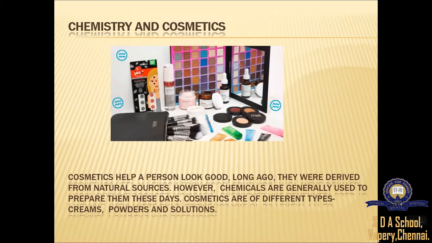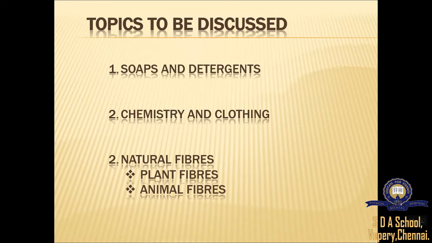Chemistry and cosmetics. Why people are using cosmetics: to look good. Long ago, they were derived from natural sources, however chemicals are generally used to prepare them. These days cosmetics are of different types; creams, powders, solutions are available. Topics to be discussed: soaps and detergents, chemistry and clothing. In chemistry and clothing, we are going to discuss natural fiber. In natural fiber, we have two types: one is plant fiber, another one is animal fiber.